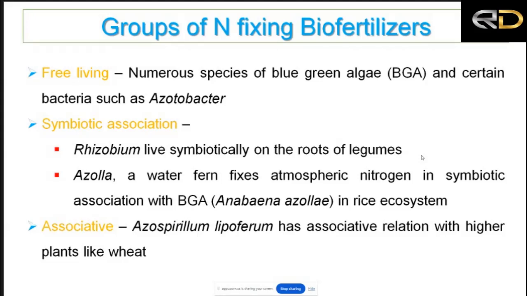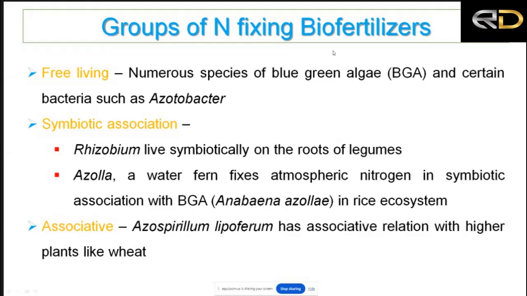These are the free living ones, which live freely and independently. They are not dependent on any other organism. They can fix atmospheric nitrogen themselves. An example is blue-green algae, which can also do this. Then Azotobacter; Azotobacter is a free-living bacterium.